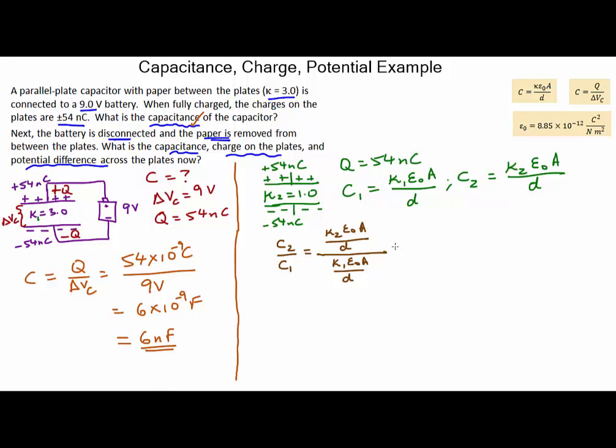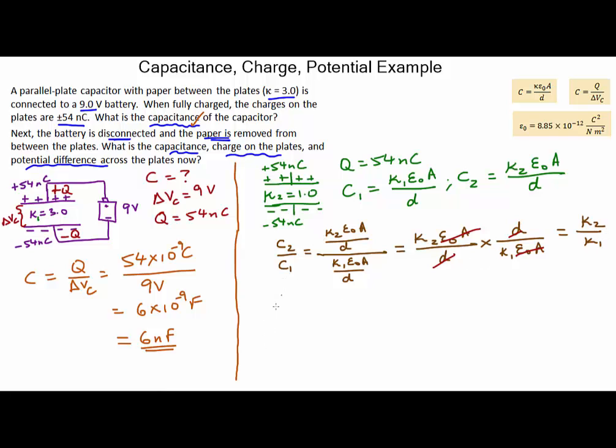And then lastly, when I divide two fractions, I just write the top fraction first and multiply it by the reciprocal or the inverse of the second fraction. So I flip the second fraction and change the division to a multiplication. And then as a last step, I cancel the common terms. Epsilon naught A here cancels this, D here cancels this. So this simply gives me C2 over C1 equals kappa 2 over kappa 1 in this case, since none of the other factors change.